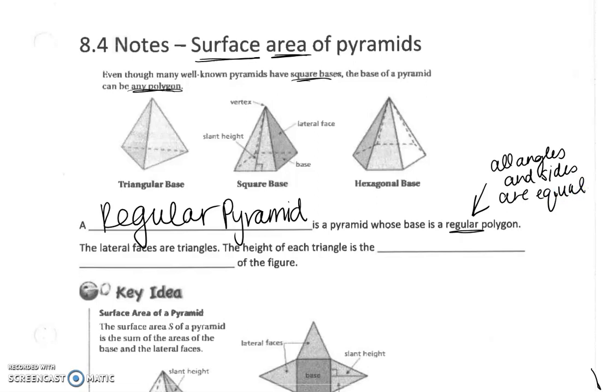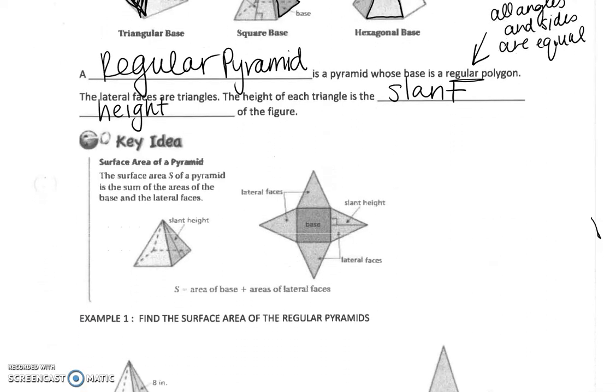And then the lateral faces. So this is a lateral face, and if you look, it's really in the shape of a triangle. This is a lateral face, also a triangle. This is a lateral face. So the lateral faces are the sides of the pyramid, and they're always going to be triangles no matter what shape your base is. So the height of each triangle is called the slant height of the figure. Okay, so now that we know some vocab, let's put it into practice.